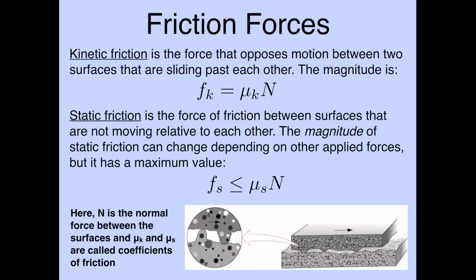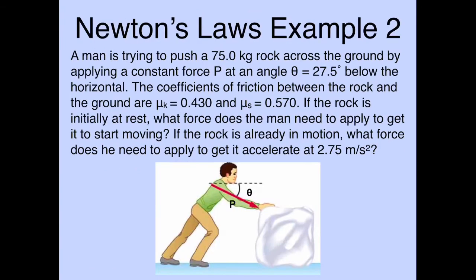So these numbers, mu s and mu k, are going to have small values when you have really smooth surfaces, not a lot of friction in that case. But if you have very rough surfaces with a lot of bumps all over them, then you're going to have larger values. And intuitively, we know that's going to create more friction, right? So that's how we deal with friction forces. So now let's do an example.